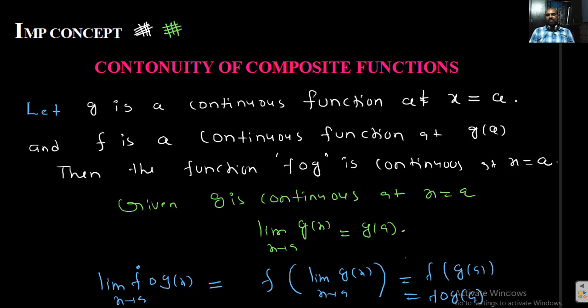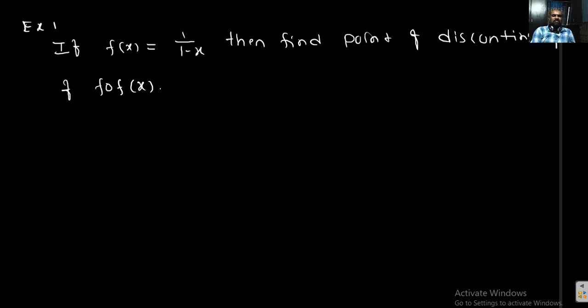Okay. What is my conclusion? F circle g is continuous at x equal to a. Okay. Here, one example problem. If f of x equals 1 by 1 minus x, then find the point of discontinuity of f circle f of x. Listen students, interesting problem.